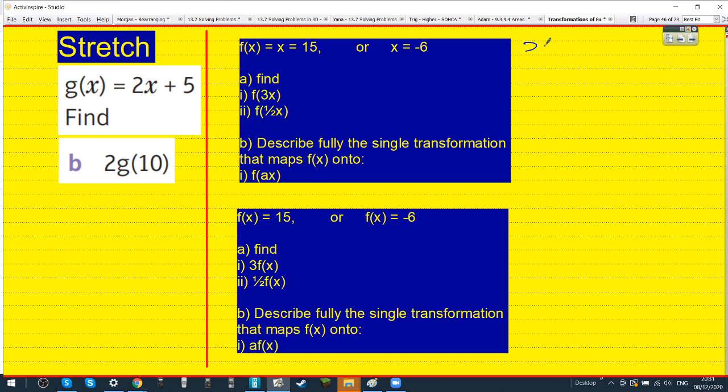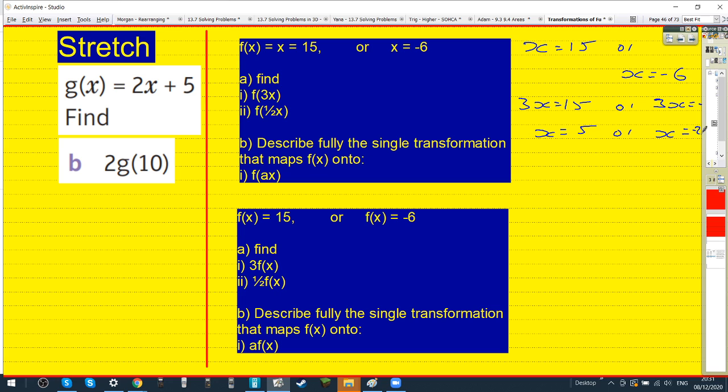x equals 15, or x equals minus 6. Those are our originals. The new one is f of 3x. That's 45? Sure isn't. It's all backwards, remember? 5 for the first one. x equals 5 or x equals minus 2. And so it was y equals f of x. It became y equals f of 3x.